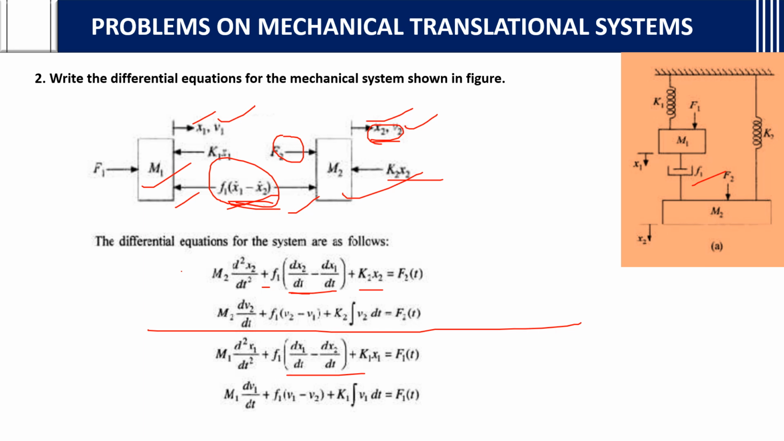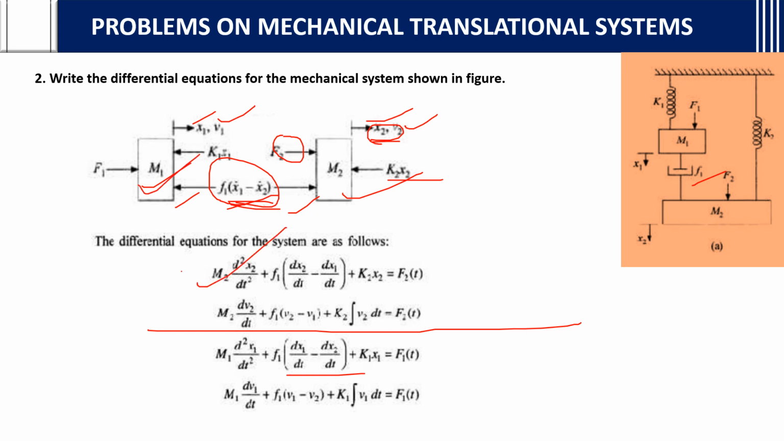So from displacement we can convert into velocity terms also. How? m2 into dv2 by dt plus f1 into (v2 minus v1) plus k2 into integral v2 dt, that is equal to f2 of t. So we can convert displacement into velocity in this way. After this, now we will write the equation for mass element m1.